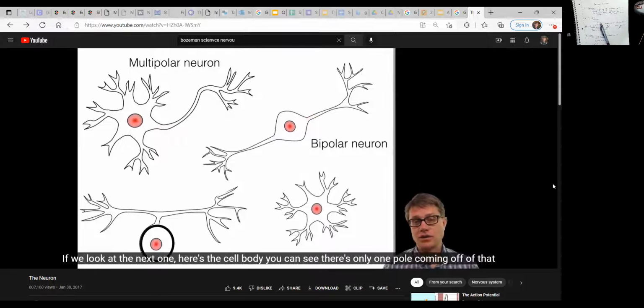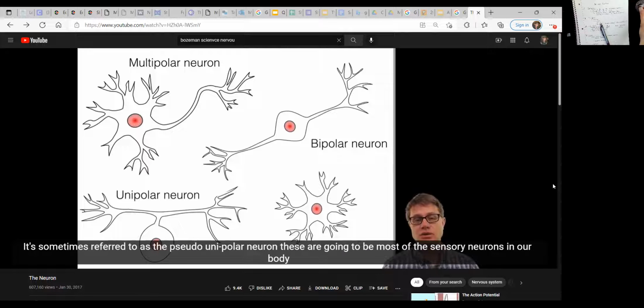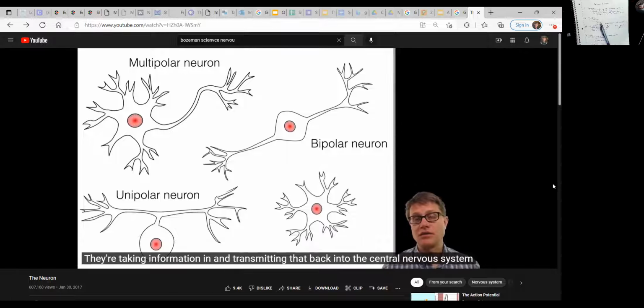If we look at the next one, here's the cell body. You can see there's only one pole coming off of that. It's actually a fused axon and dendrite, and we call that a unipolar neuron. Now, in vertebrates, it's sometimes referred to as the pseudo-unipolar neuron. These are going to be most of the sensory neurons in our body. They're taking information in and transmitting that back into the central nervous system.